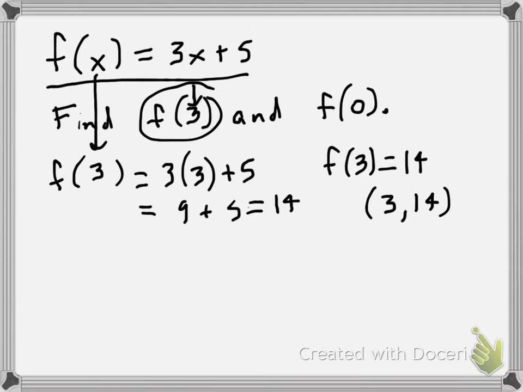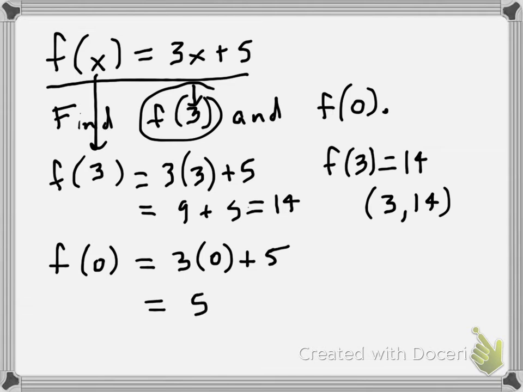Okay, next one says to find f of 0. Very similar. Okay, again, on the left side, what we've done here is we replaced the x with a 0. That's going to be kind of an instruction for what to do for the whole problem. I'm going to replace my right side x with a 0 as well. And then I'm going to work it out. Don't make this complicated. 3 times 0 is 0. 0 plus 5 is 5.